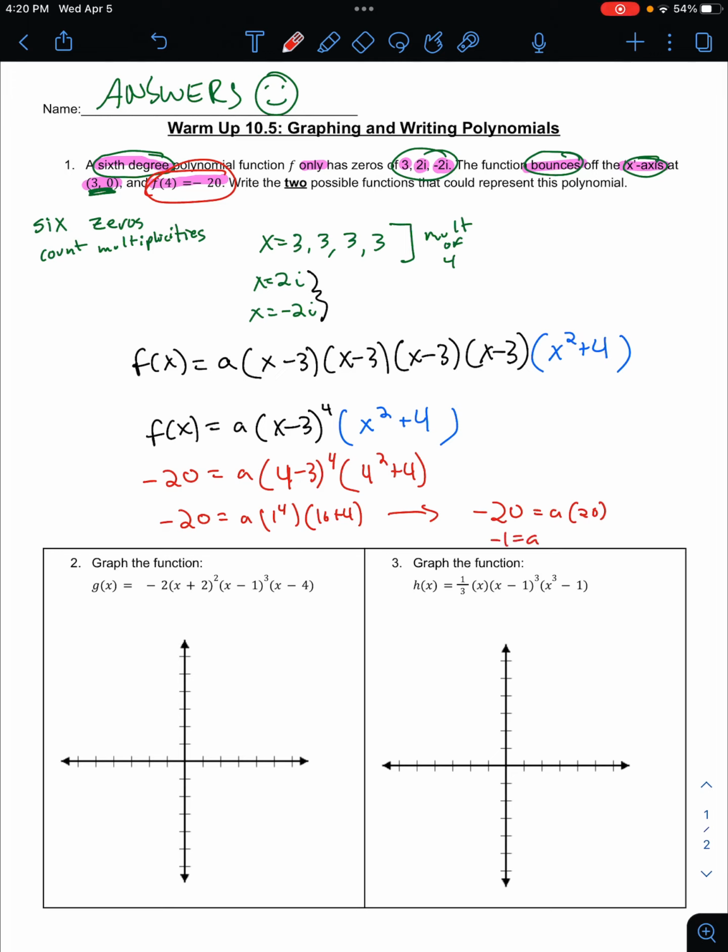Putting it all back together, one option for my function is f of x is equal to negative 1 times (x minus 3) to the 4th power times (x squared plus 4). So this is one possible solution here. The second possible solution is going to be if, and let me take all of this, get rid of it.